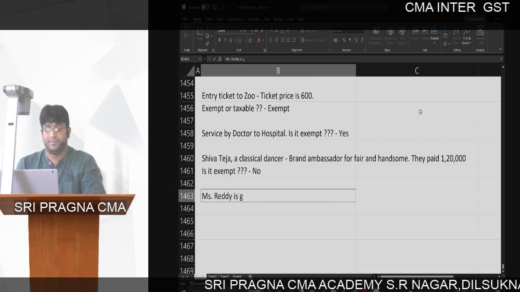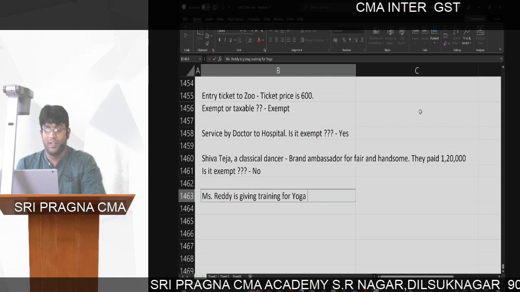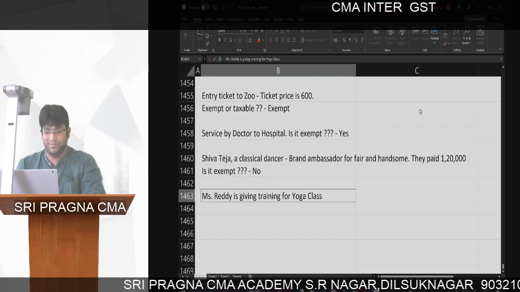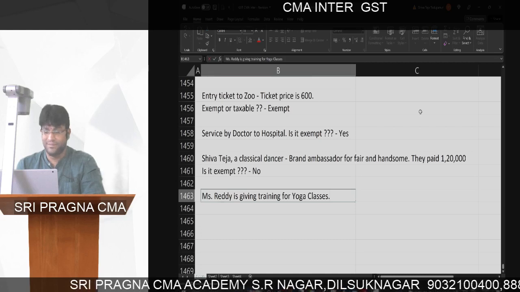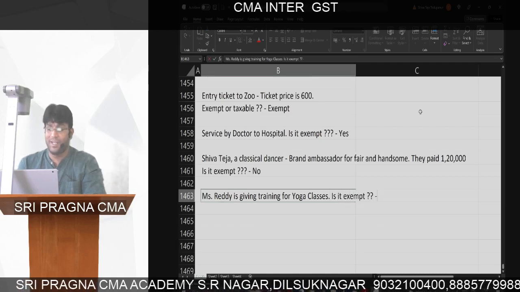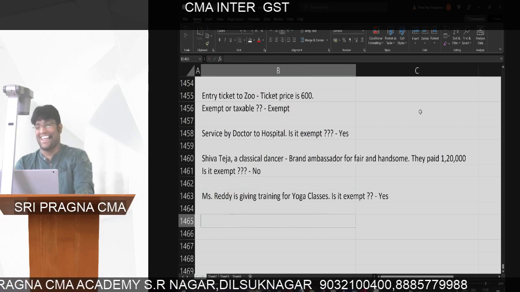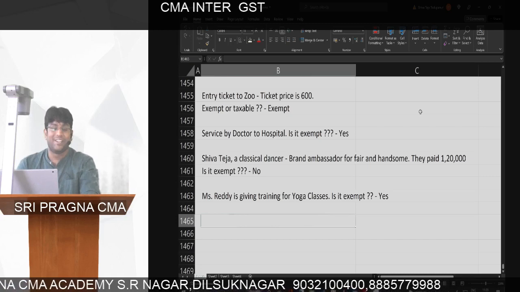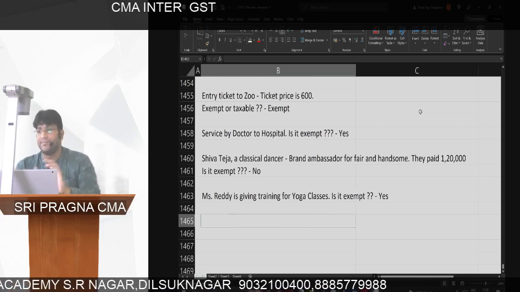Miss Reddy is giving training for yoga classes. Is it exempt? Speak out. So confident. Definitely the answer is exempt. The reason for that is clear. Yoga is also known as a recognized system of medicine.